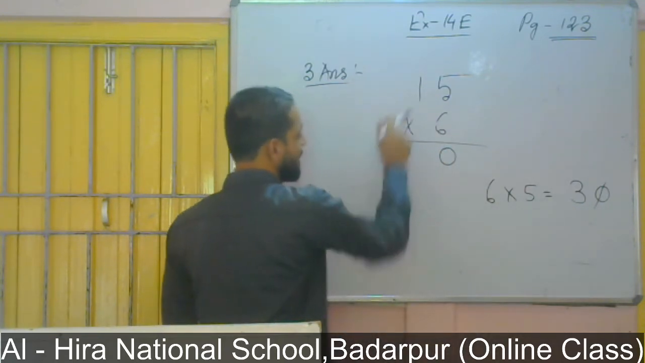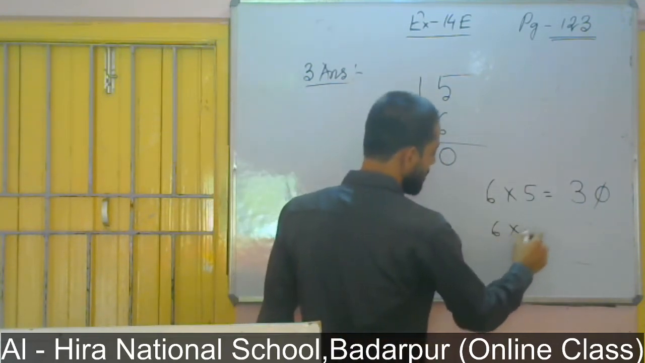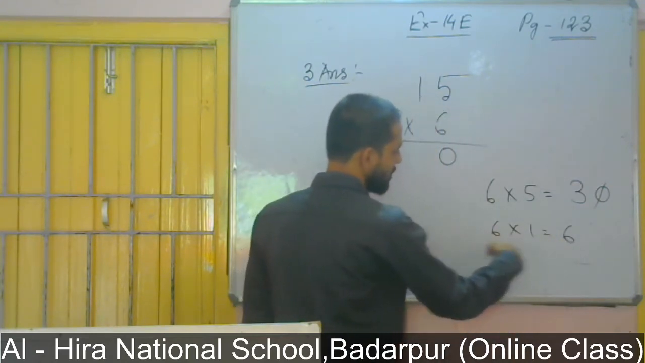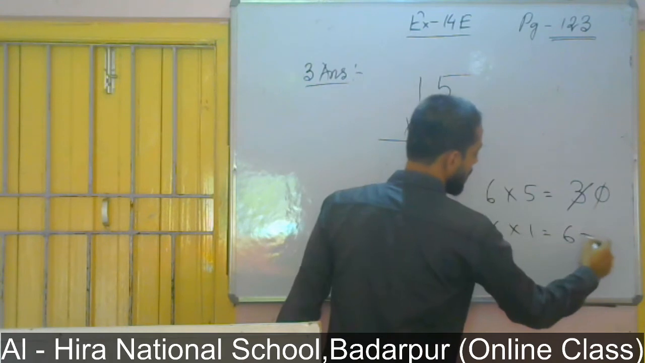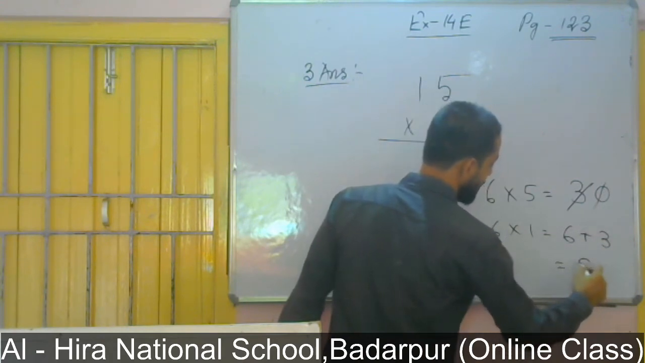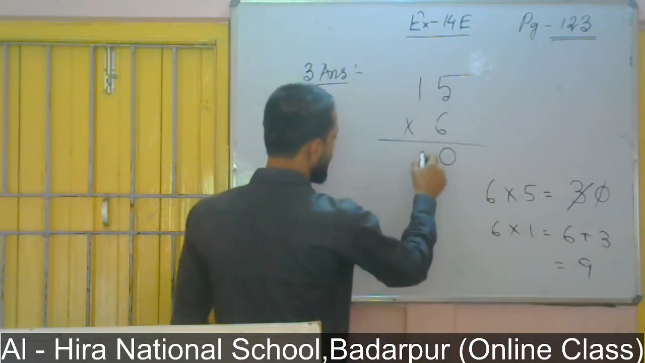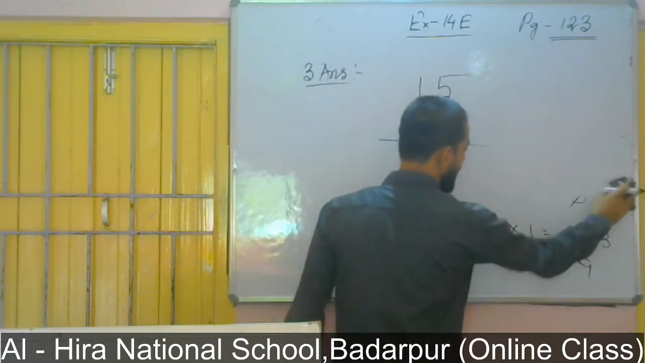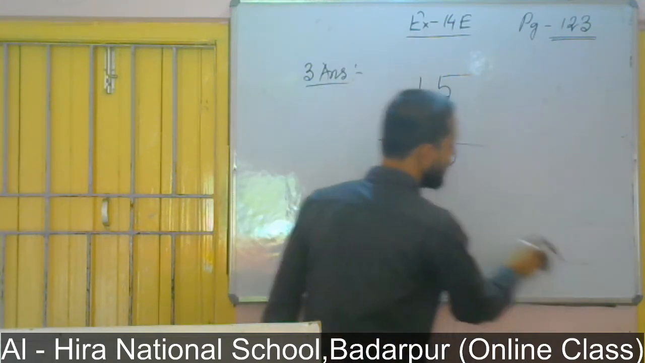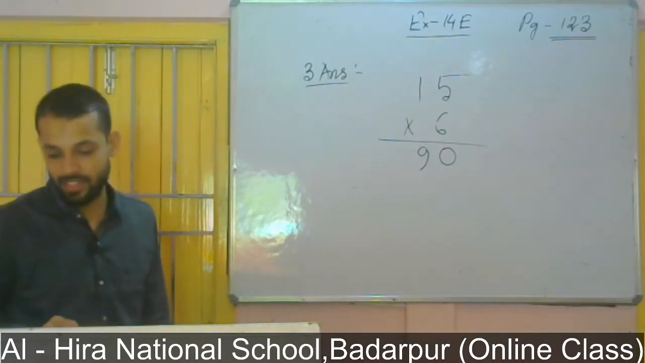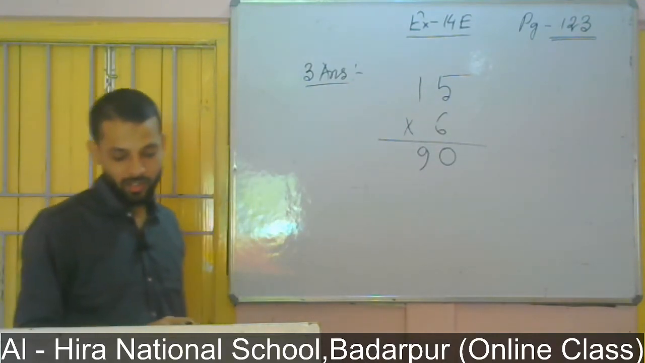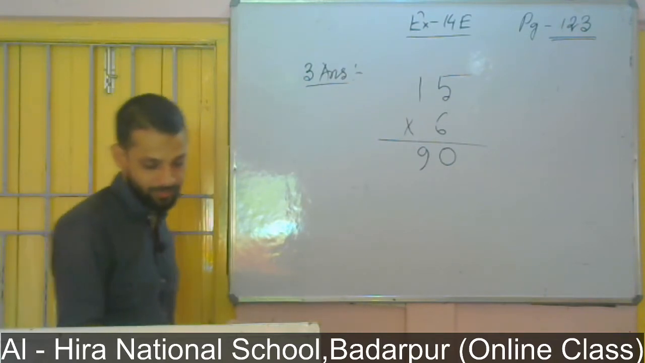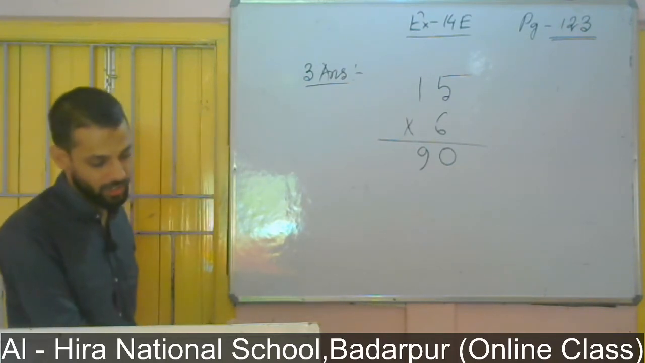Now we are going to multiply 6 and 1. 6 multiplied by 1 equals 6. So we have to add this 3. 6 plus 3 equals 9. So here we are going to write 9. That means Jatin paid rupees 90. Okay, so we can write he paid rupees 90.